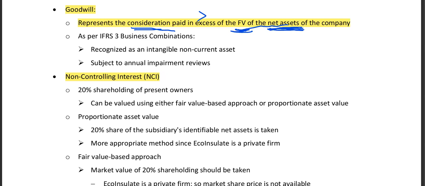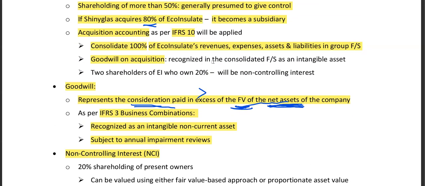So this amount will be considered to be the goodwill, and it will be accounted for in accordance with IFRS 3 Business Combinations. And as per IFRS 3, the goodwill arising upon acquisition is recognized as an intangible non-current asset in the statement of financial position, and it will be subject to annual impairment reviews. So remember, this will be demonstrated in the consolidated statement of financial position.